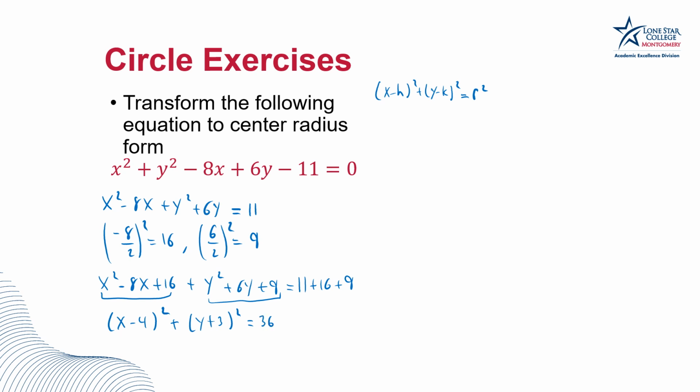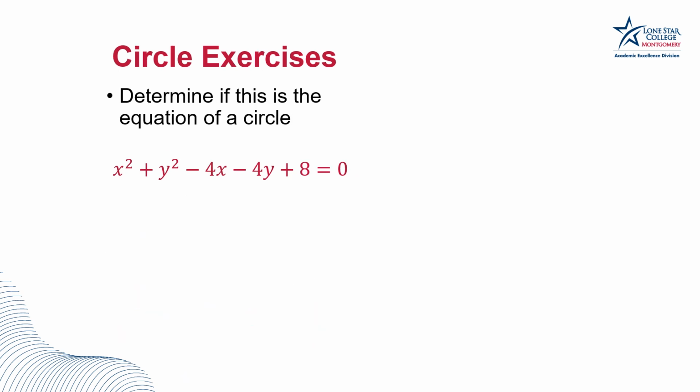Now we look at what we have. It is in center radius form, but we want to look at our r squared. So if our r squared is 36, we know that 36 is greater than 0. That means that it would be a circle. So this is a circle, and this is our equation in center radius form.